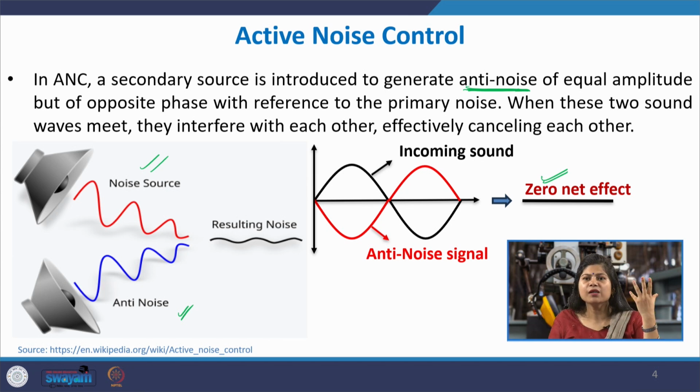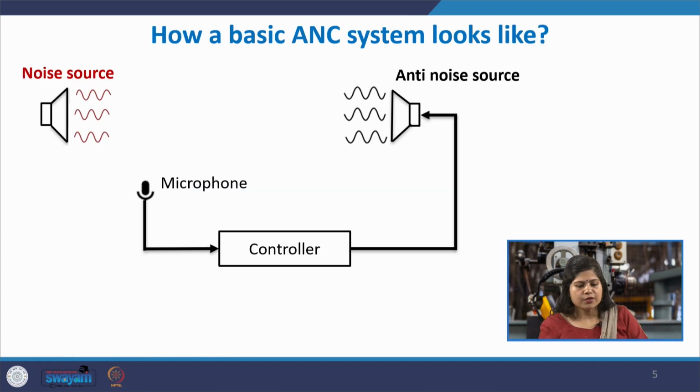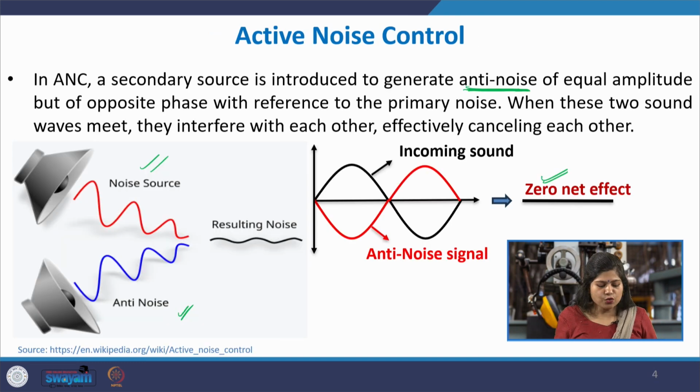But in the real world you have so many inherent random errors and variables. So, in most cases you do not get perfect cancellation. There may be an imperfect cancellation, but either way, because it is antiphase, the noise level reduces significantly. That is what happens. So, this is how a basic ANC system would look, because the secondary source or the anti-noise source has to, at every point in time, generate a signal which is antiphase with the original sound signal.